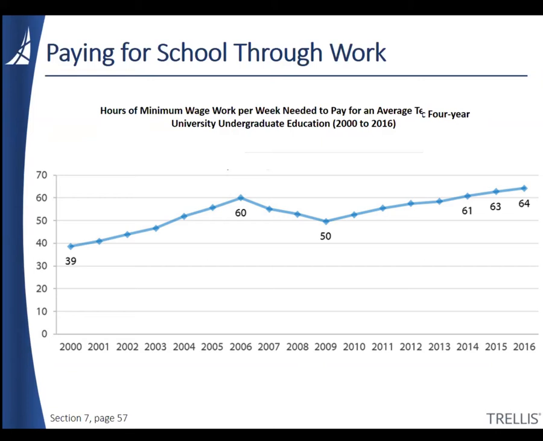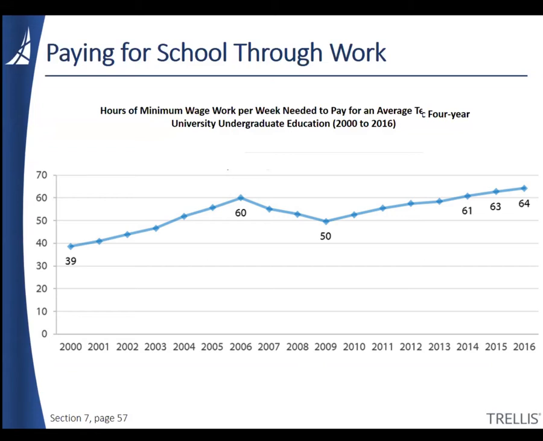However, in the 1980s, education costs began to climb, and minimum wage increases occurred less frequently. By 1989, the number of work hours needed to cover costs stood at 39 hours per week. As costs have continued to increase and minimum wage has been pretty stagnant, the number of work hours needed has increased sharply since the year 2000.